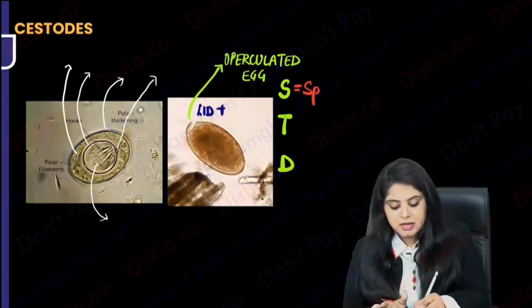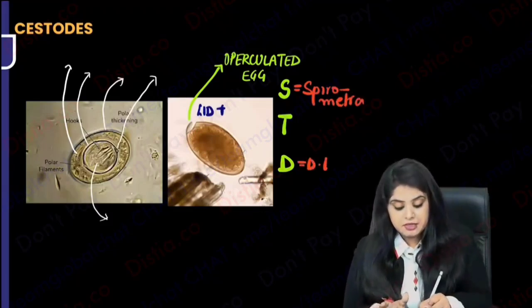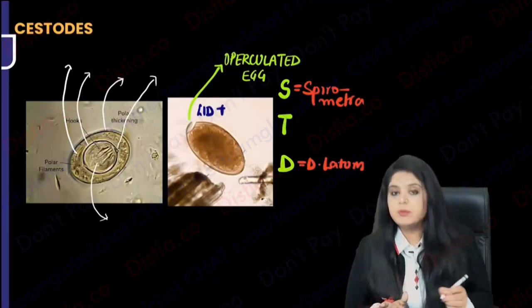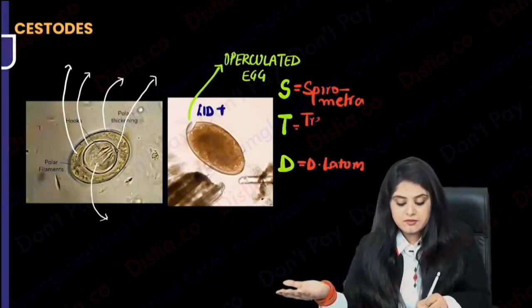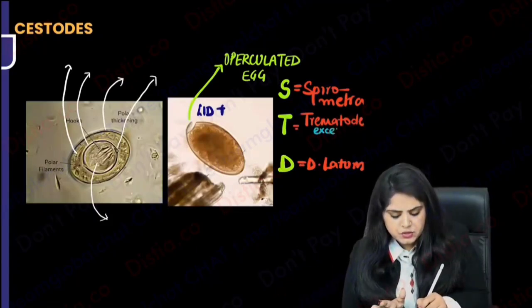So please learn Spirometra. Spirometra, which is also a cestode, shows you operculated eggs. D. latum is also going to show you operculated eggs. And the next chapter that we are going to study is the trematodes. All the trematodes are going to show you operculated eggs, but a tiny little exception, yaad kar lo abhi ke liye, and that is Schistosoma. All trematodes except Schistosoma.